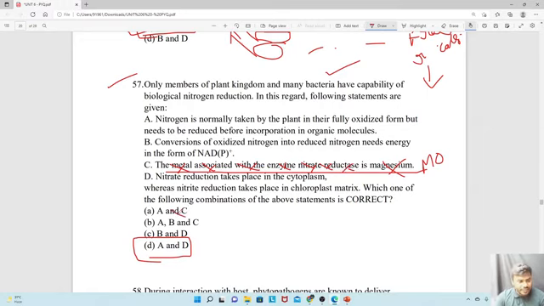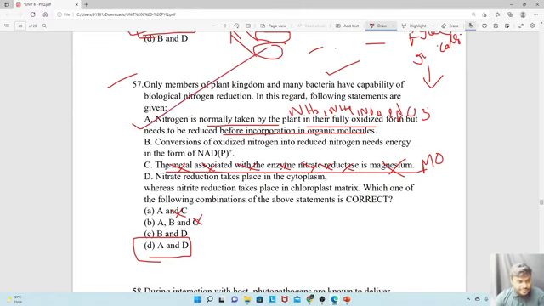Hence, you can eliminate option A, you can eliminate option B. Now look into option A. Nitrogen is normally taken by the plant in its fully oxidized form, but needs to be reduced before incorporation into organic form. What is that reduced form? Reduced forms are NH3, NH4, NO2 and NO3. When we reduce the nitrogen, then only can we take it, otherwise we can't.